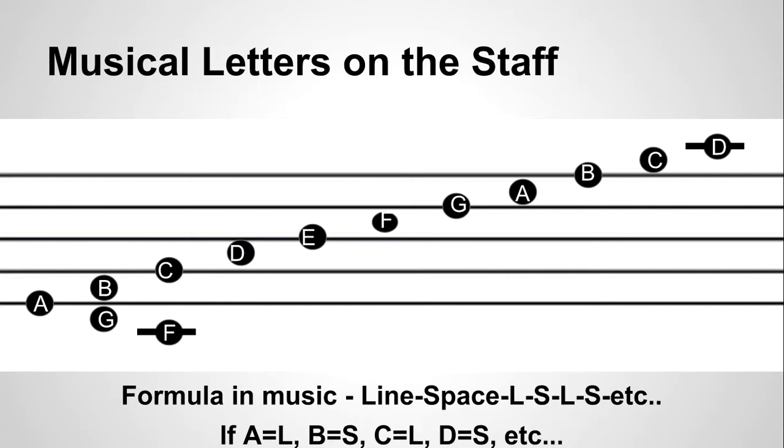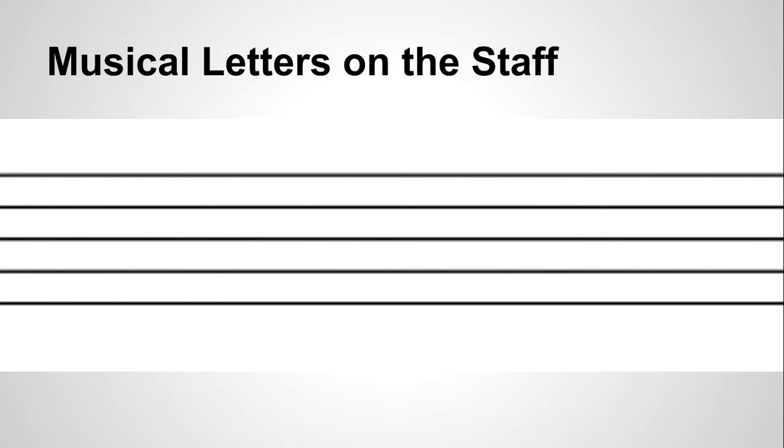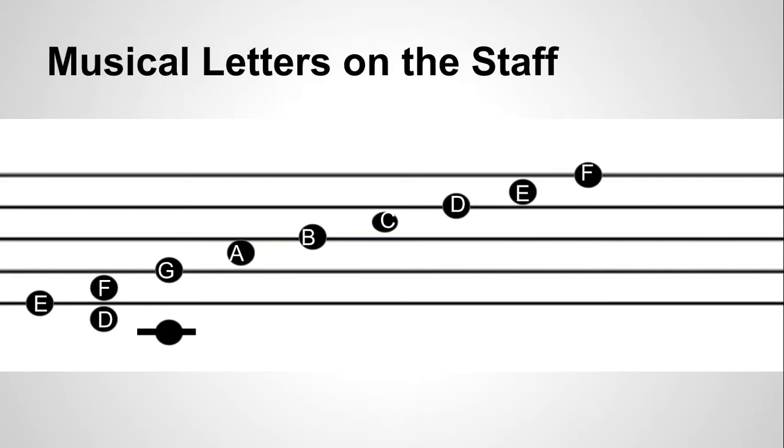Let's do another example. What if I were to put an E on this line? Well, let's go. The next space would be F, line G, next space A, next line B, next space C, next line D, then E, then F. And going back to the E again, what happens next? That note, well, it's the space before the line E, so therefore we go backwards one in the alphabet, and that's a D.